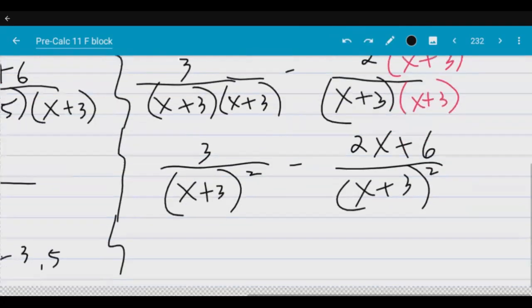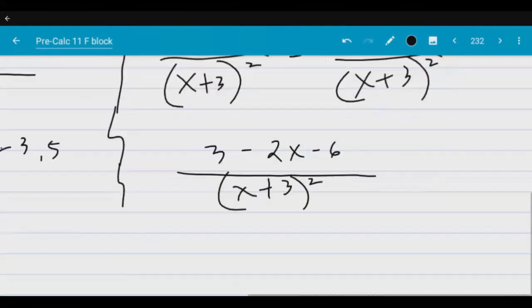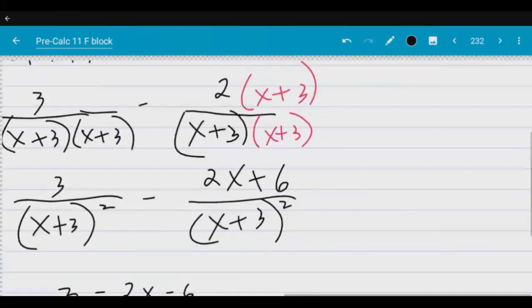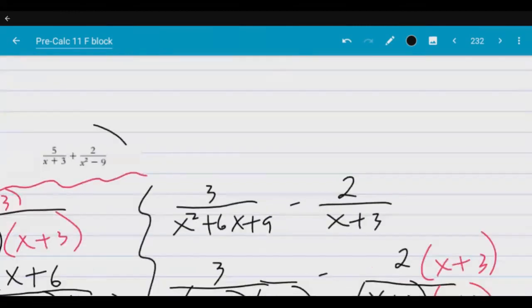It would be, for the denominator, x plus 3 squared, because now you can put them all together. 3 minus 2x minus 6. You got it? So that would be final answer of minus 2x minus 3 all over x plus 3 squared. All right, and x is not equal to negative 3. Okay. And this one here, guys, I think you can already do this by yourself. Okay, so I'll leave that for you to do.